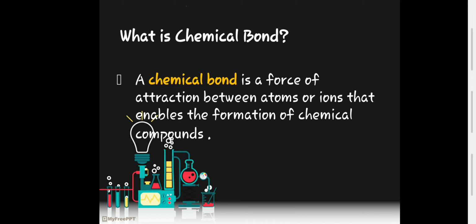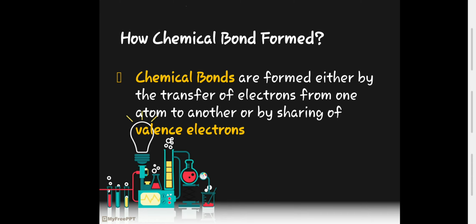Ions carry different charges. We have positive and negative charges. Continuing our discussion on how chemical bonds form, it is said that chemical bonds are formed either by the transferring of electrons, that is, giving of electrons, or by sharing electrons with one another. So by giving, sharing, or accepting electrons, a chemical bond can be formed.